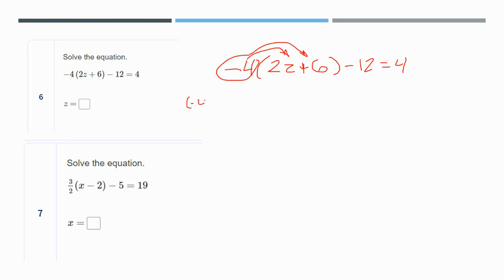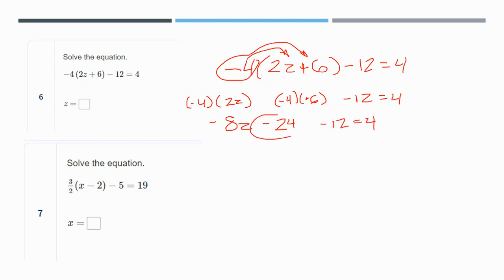I would do negative 4 times positive 2z. Give it some space because I don't know if it's addition or subtraction. Negative 4 times positive 6, minus 12 equals 4. Next, I'm going to actually do the multiplication and find the sign. Negative 4 times 2z is a negative 8z. Negative 4 times positive 6 is a negative 24, and minus 12 equals 4.